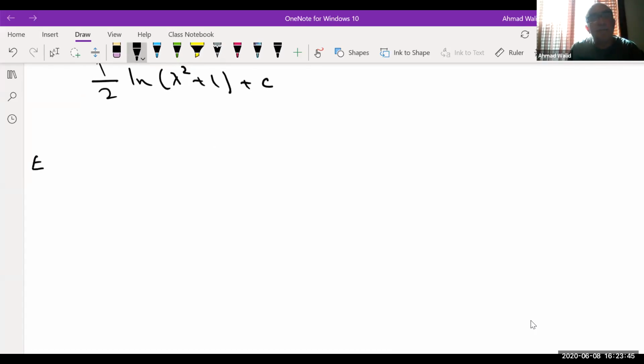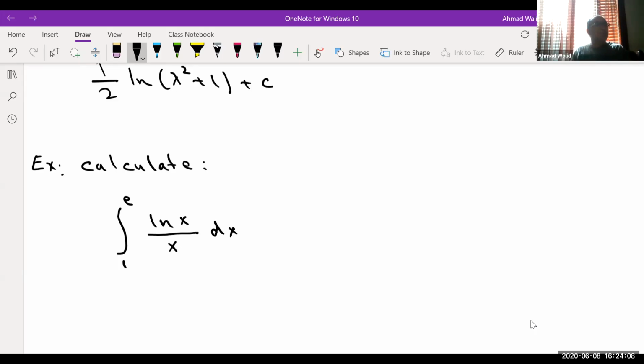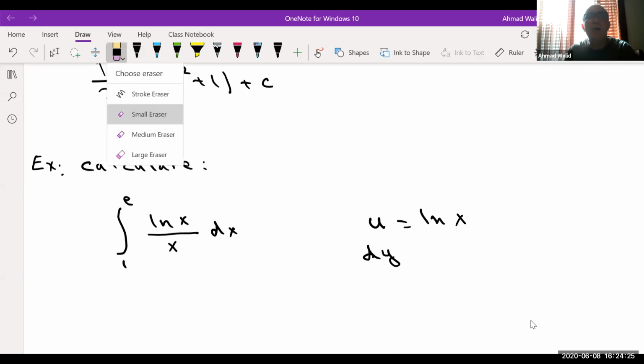Example 3. Calculate the integral from 1 to e of ln x over x dx. Again, the derivative of ln x is 1 over x. Then I can use the substitution rule. My u will be ln x. Then du, sorry, du, not dy.